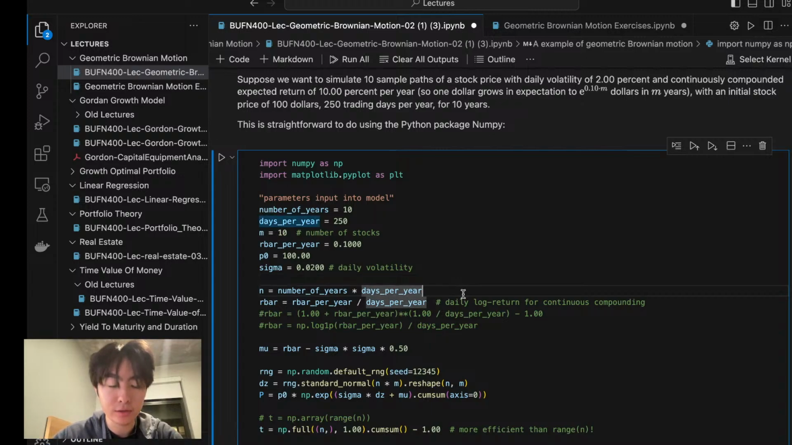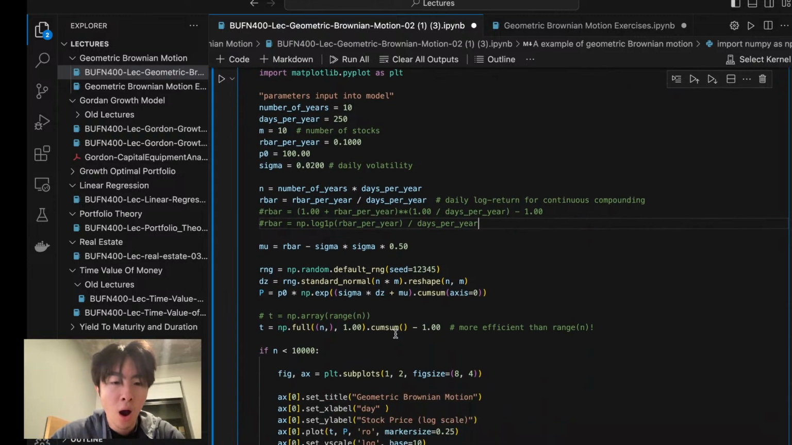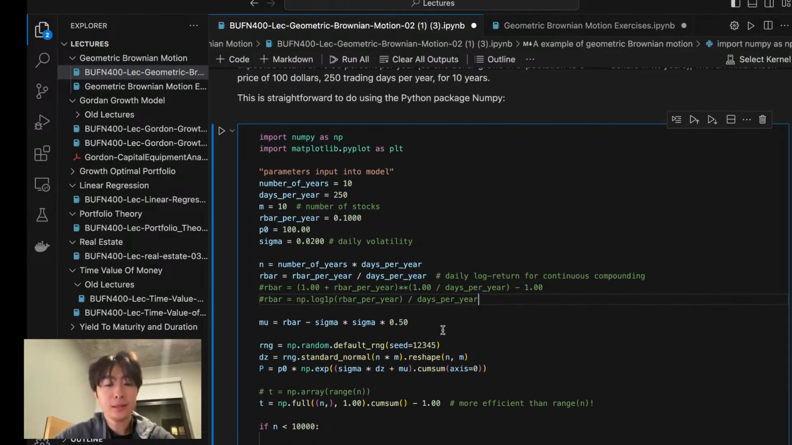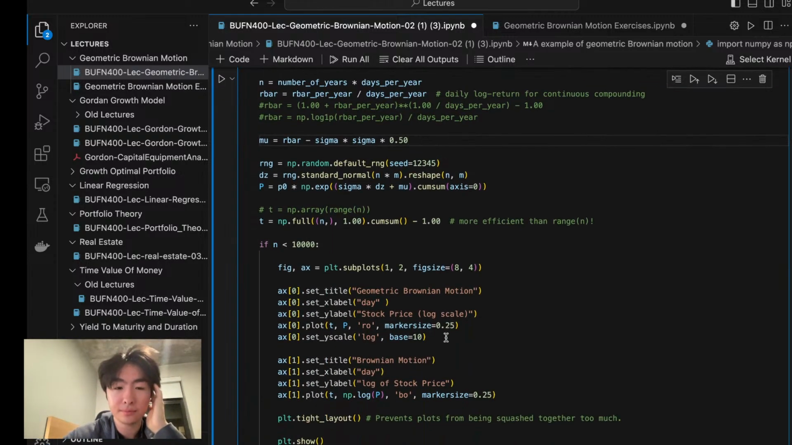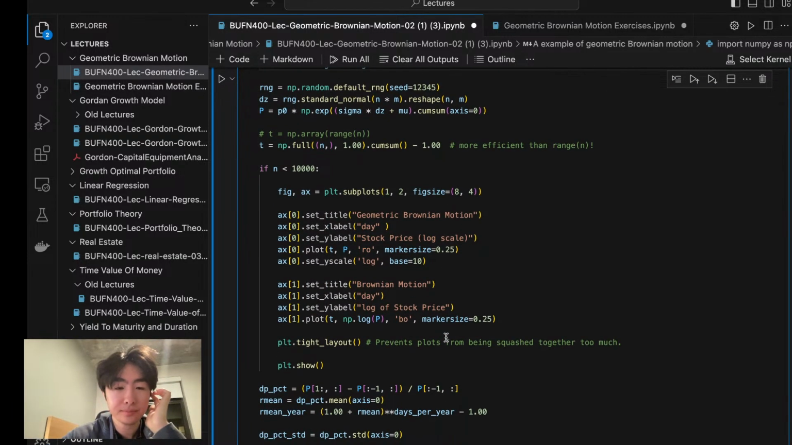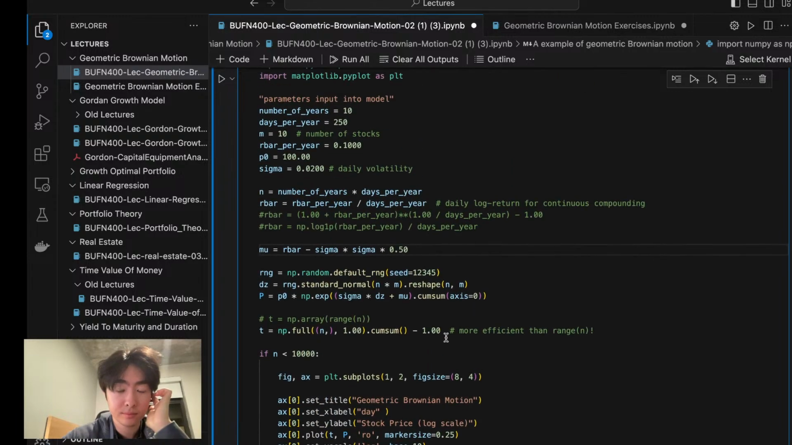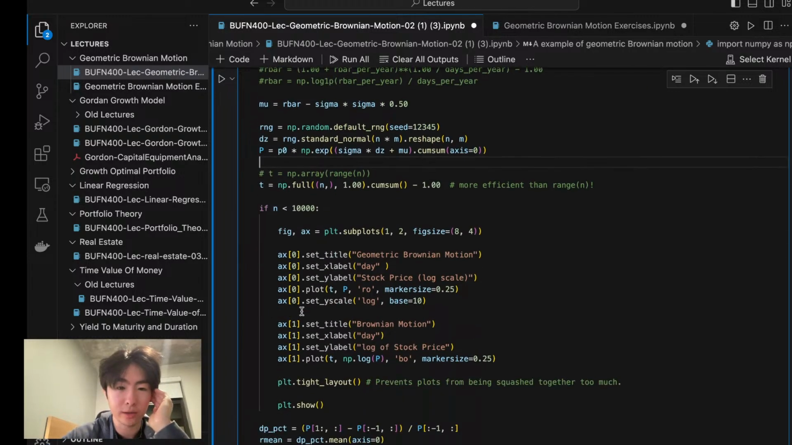So number of years is equal, r bar is equal to r bar per year divided by days per year, daily log return for continuous compounding. R bar is equal to 1 minus 1. Mu is equal to r bar minus sigma times 0.5. Okay, so I think this is where he's actually running the geometric Brownian motion.